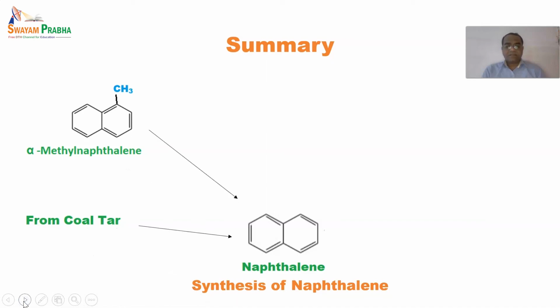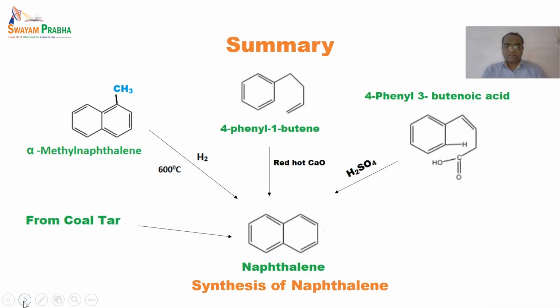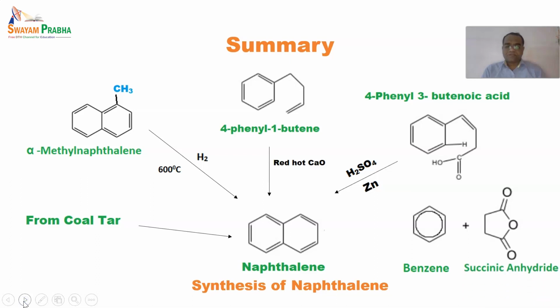After that, from petroleum. So one of the products given by petroleum is alpha methyl naphthalene, and it has been hydrogenated at higher temperature. After that, from 4-phenyl 1-butene, it has been cyclized with calcium oxide. After that, 4-phenyl 3-butenoic acid, again it has been cyclized with the help of zinc and H2SO4. And after that, we have seen such kind of a reaction. So it is nothing but the Haworth synthesis. Succinic acid and benzene react, and there are multiple steps. So we have just mentioned over here the last product, that is naphthalene.